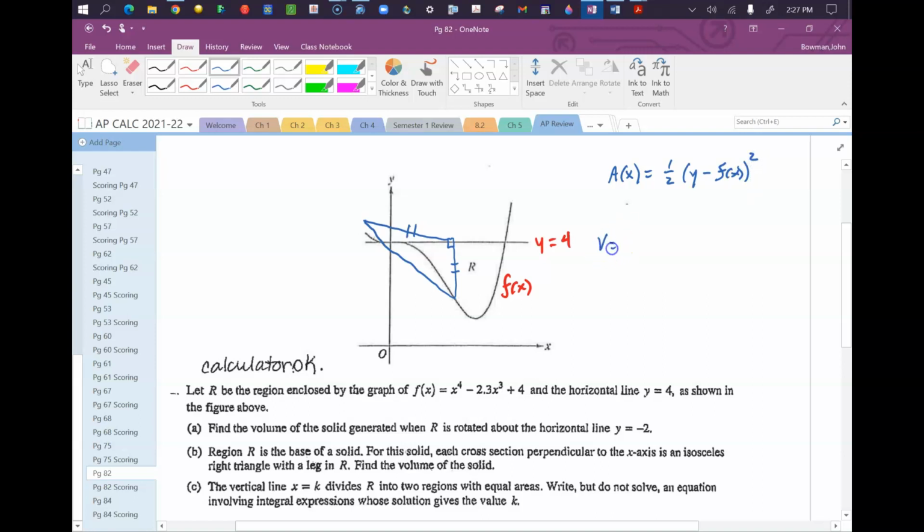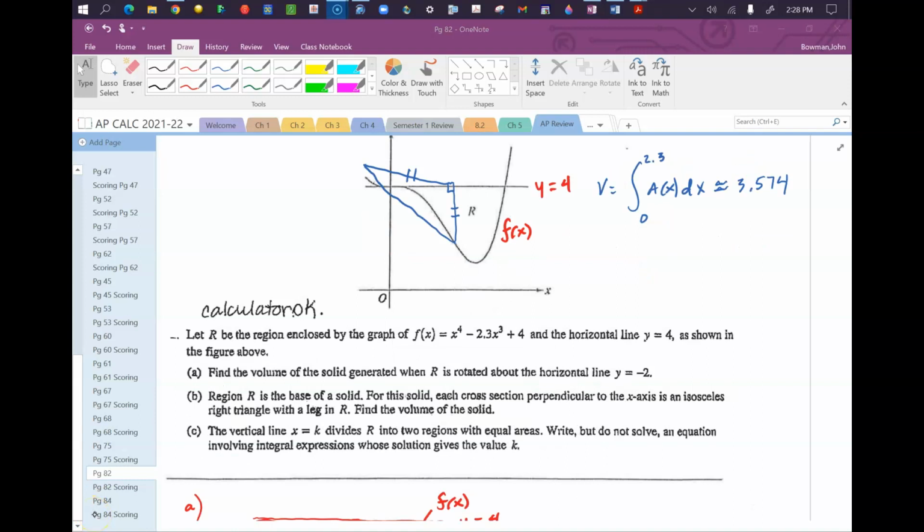A of x again is going to be 1/2 times one leg times the other leg. And one leg is 4 minus f of x, and we're going to square that. So the volume for part B is the integral from 0 to 2.3 of A of x dx. I said y is equal to 4, but I meant to write that down. And that would give us our answer, which would be approximately 3.574. Not only do you have to show this work, but you actually have to plug this into your calculator and integrate that.